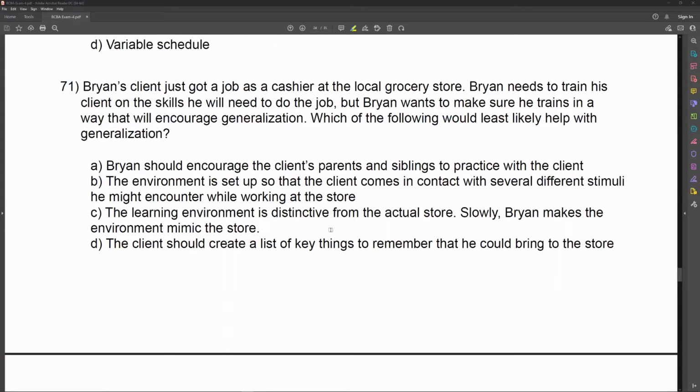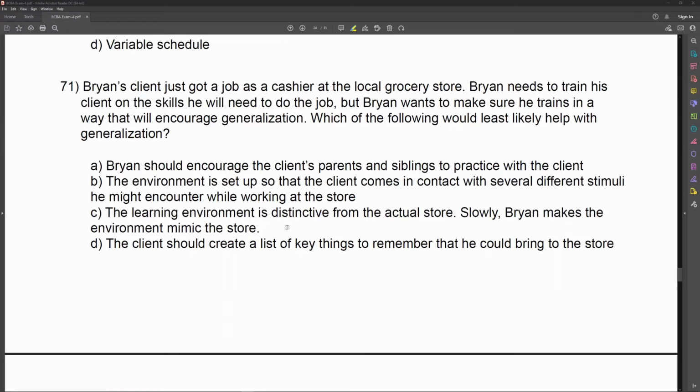B, the environment is set up so that the client comes in contact with several different stimuli he might encounter while working at the store. Again, would definitely encourage generalization. If we control the environment too much when teaching a skill, we're doing a disservice because we know the natural environment is not necessarily always controllable. So the more loosely we train, okay, and the more different stimuli we use to train, the more we will encourage generalization. So B is good as well.